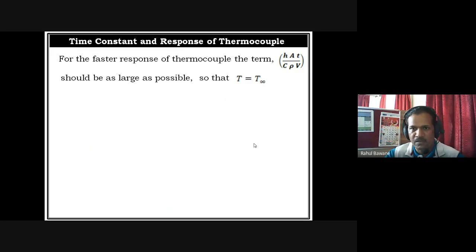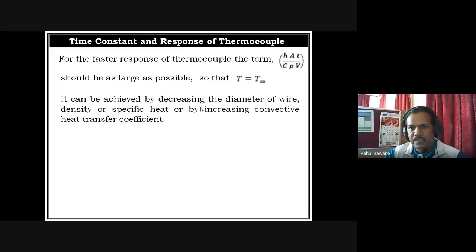This will be a faster response when this whole bracket becomes as large as possible. It can be achieved by decreasing the diameter of the wire, quite possible, because if a larger diameter probe is there, it takes some time to heat up and achieve the same temperature as the surroundings. But if the diameter of the probe is very small, then it quickly attains the surrounding temperature. So the diameter of wire is one factor. Second is the density or specific heat, or increasing the convective heat transfer coefficient. By adopting any of these, we can achieve a faster response of the thermocouple.